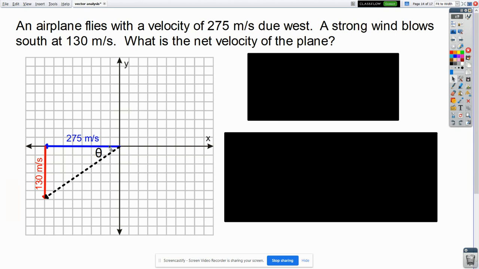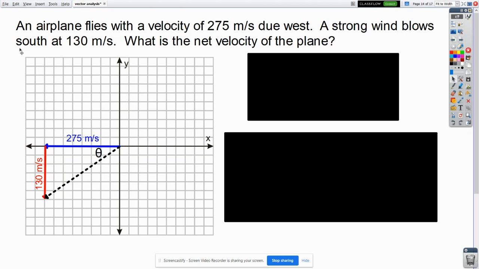Again, oftentimes it's easier to start with the horizontal one because you may be able to interpret that angle a little bit better, especially if you're asked to go to a standard angle. And do I know if that 1 centimeter is 2.75 meters per second, whatever? No, none of that. I just drew an arrow and I put 275 meters per second on it.